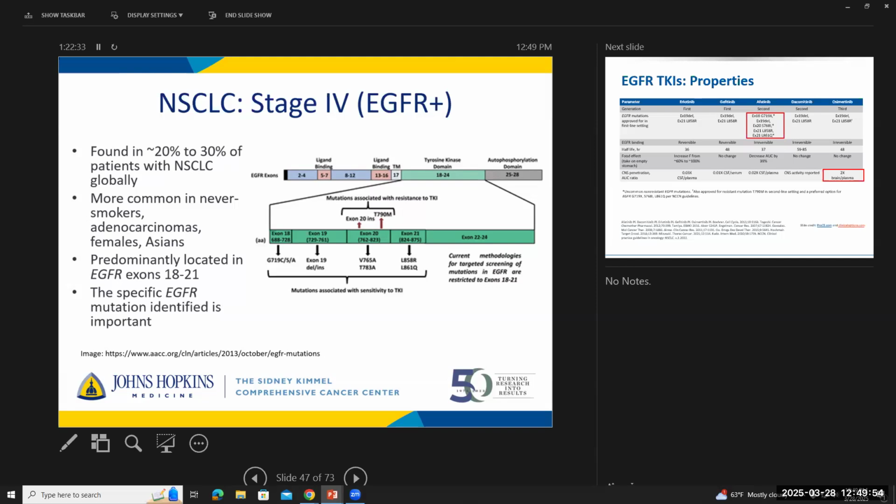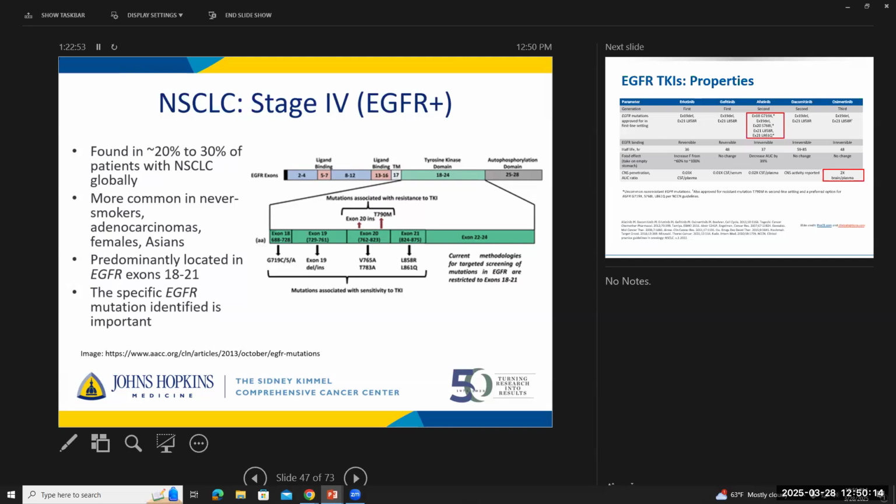It's found in around 20 to 30% of patients with non-small cell lung cancer globally. In Asian countries, it's more than 50%. So more than 50% of people who present with lung cancer have an EGFR mutation. And in particular, Asian never smoking females, okay?